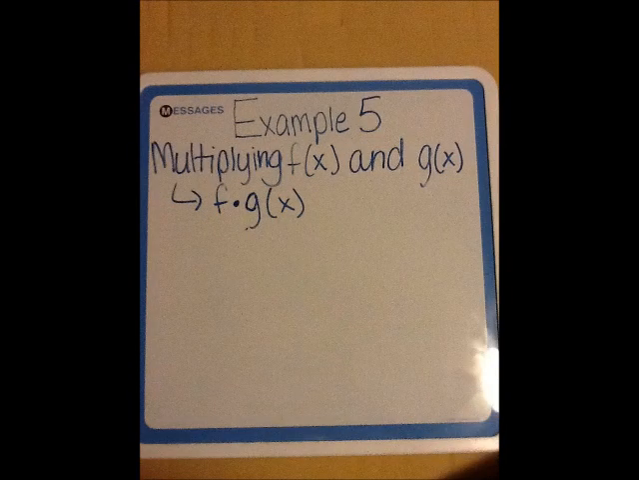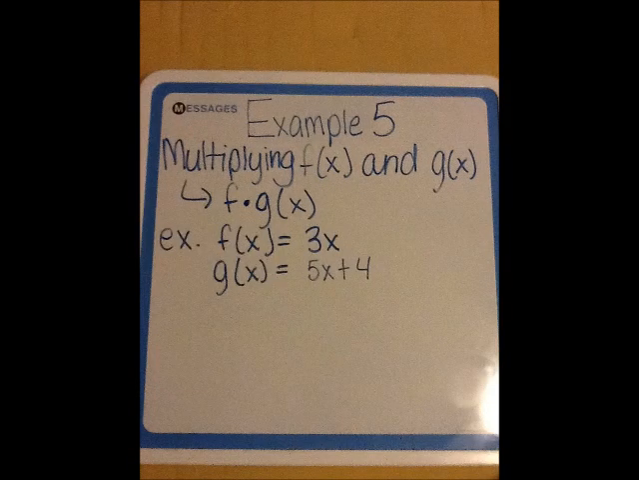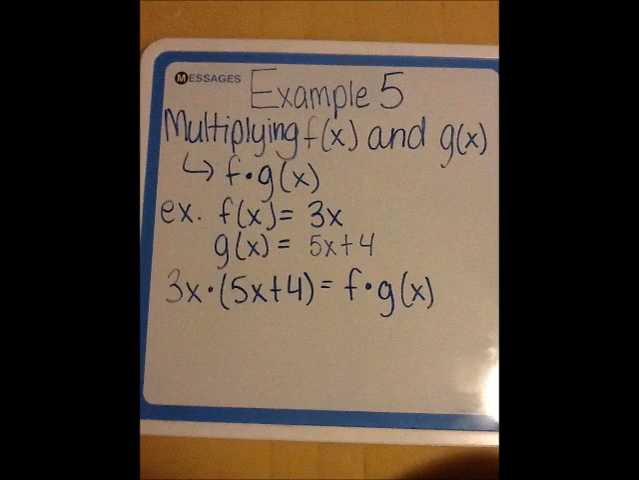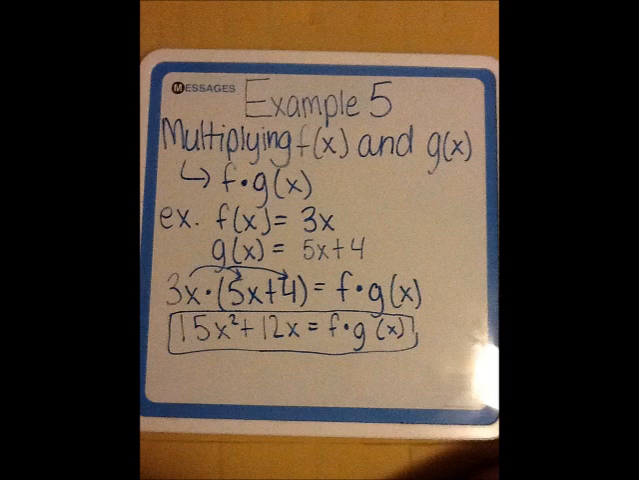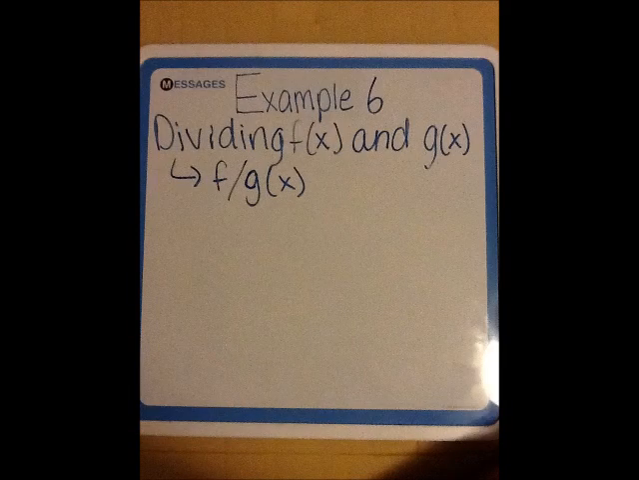Example 5 is multiplying f of x and g of x. If f of x equals 3x and g of x equals 5x plus 4, you will first need to multiply the two together. You will do this by distributing 3x to 5x and the 4. This will leave you with 15x squared plus 12x equals the f times g of x.